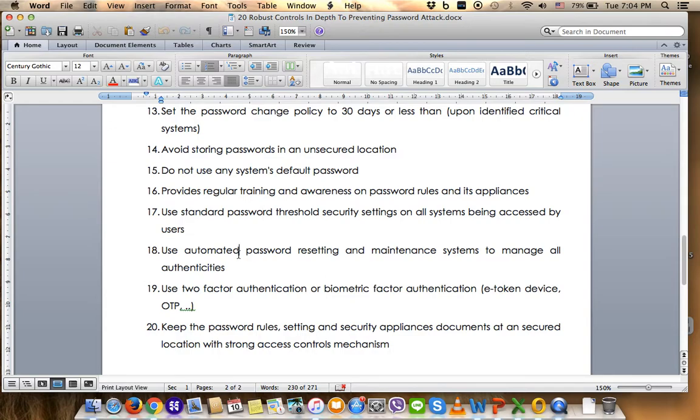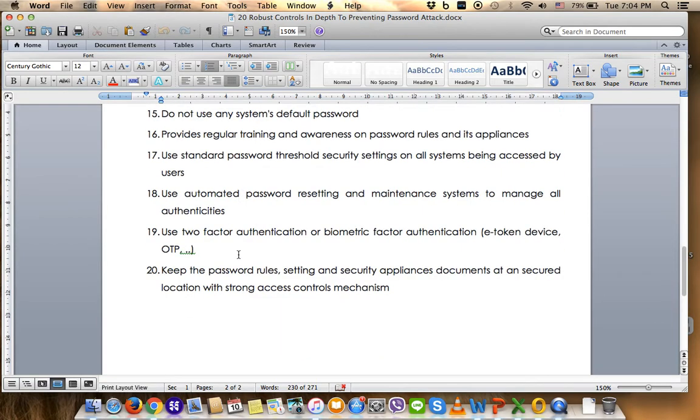The next control is to use an automated password resetting or maintenance system to manage all authenticity. This is a mechanism where the system applies automated security enforcement to ensure that the client or terminal complies with the password rule, so that the session can be managed.